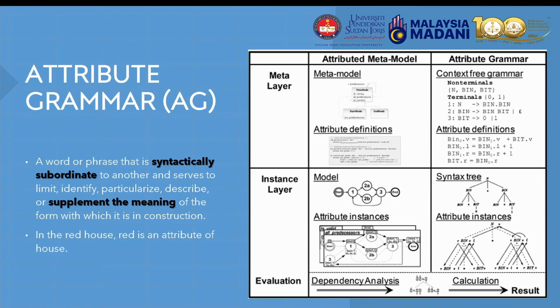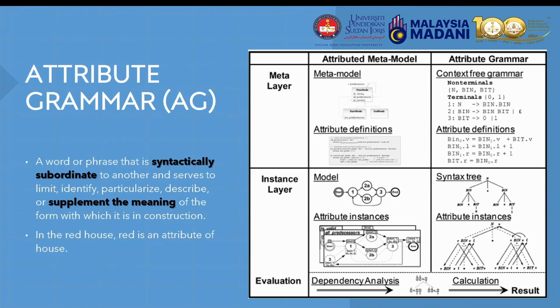For example, we have a UML diagram here. We have an attribute definition for every diagram that we see. While for the attribute grammar, we have non-terminals and terminals, and then we have attribute definitions that differ based on the subordinate. Okay, the attributed definition for the meta model. The meta model, as you can see, is based on the graph or based on the flow.